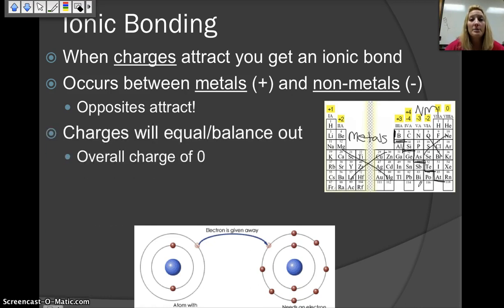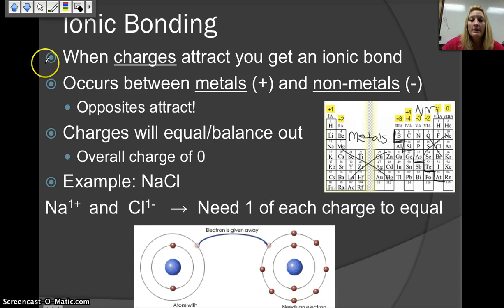When those elements bond, when they come together, their goal is to get a 0 overall charge. So you want all the positives to cancel out all the negatives. So for example, NaCl. Na has a charge of 1 plus. Here it is. Cl has a charge of 1 minus. So 1 plus and a 1 minus, you need one of each to cancel each other out.